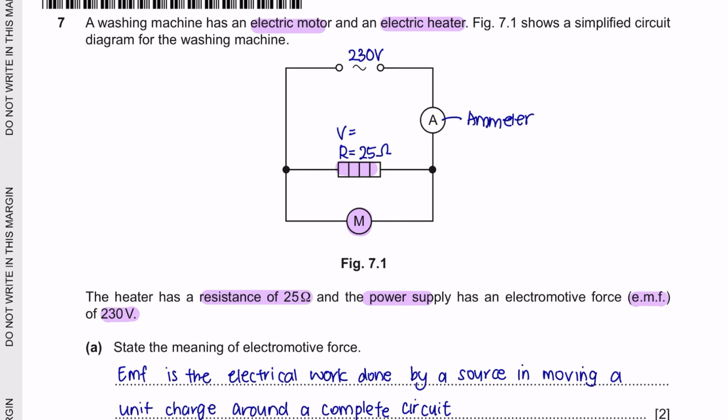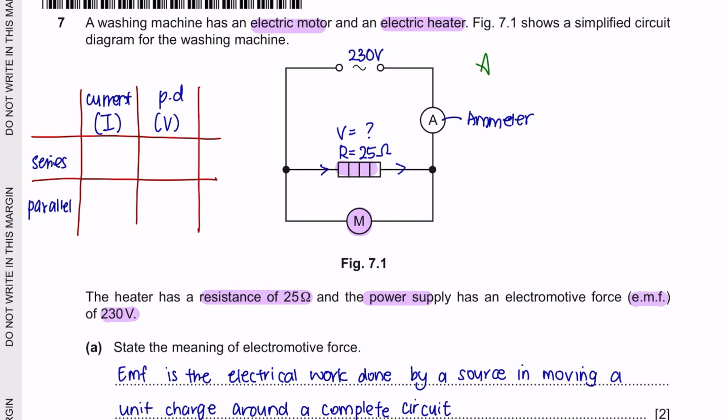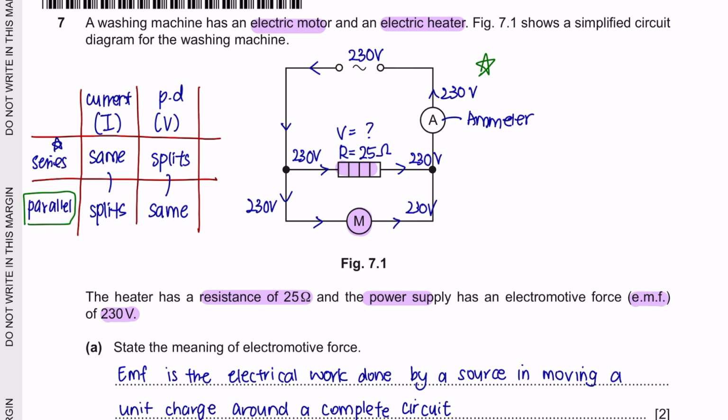So we are looking to find the potential difference, which is the value of the voltage across this heater. The type of circuit that we have here is a parallel circuit. You must know that current, when flowing in a parallel circuit, let's say it's 5 ampere here, will split to 2.5 and 2.5 ampere if the resistance of the components are equal. However, potential difference, if the electromotive force is 230 volts, will be the same throughout the entire circuit. And for a series circuit, it's the opposite. So since this is a parallel circuit and the EMF is 230 volts, the heater will also receive 230 volts.